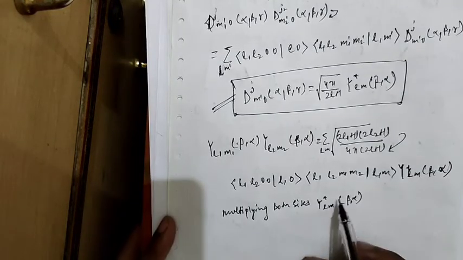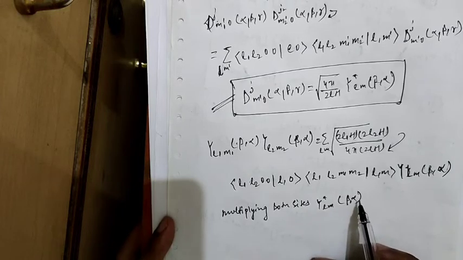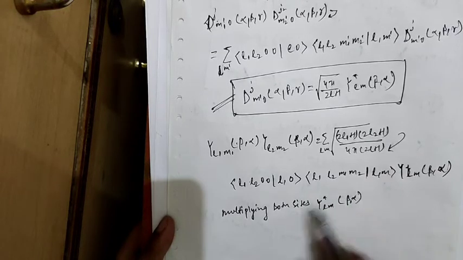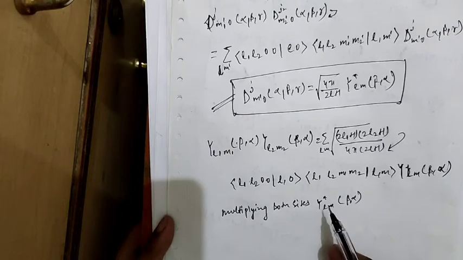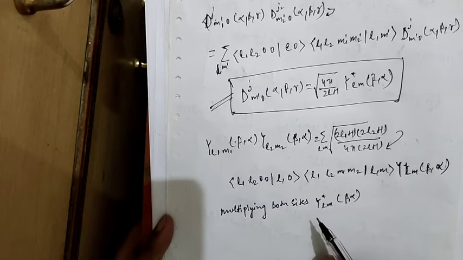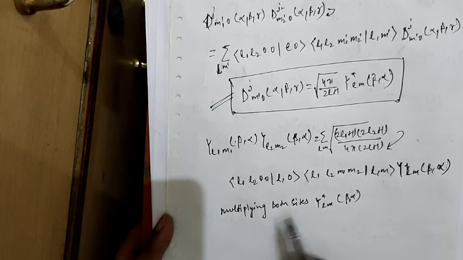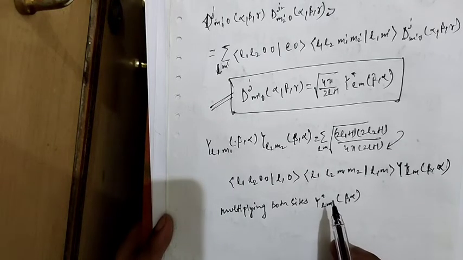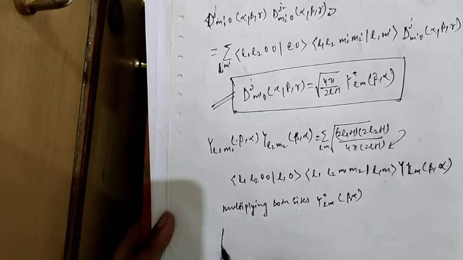Now multiplying both sides with Y star lm, the spherical harmonics of angles beta and alpha, where alpha is from 0 to 2 pi and beta and gamma are from 0 to pi, which are the Euler angles.